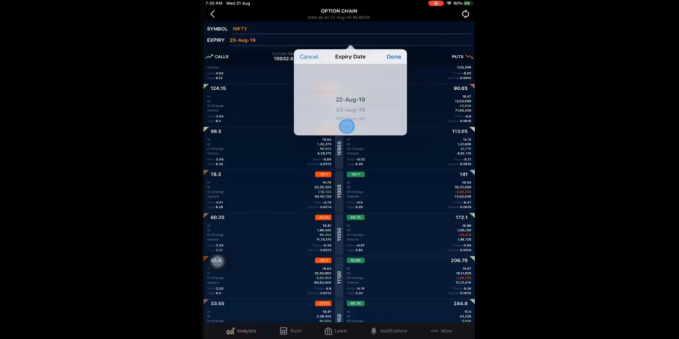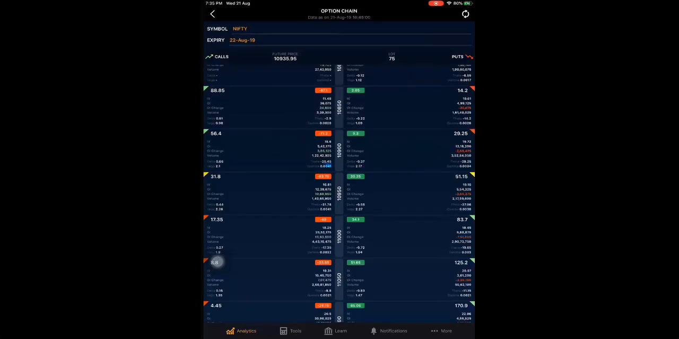So say for instance, I look at the weekly option. The same 10,950 strike, theta is 31 rupees for the call and 37 rupees for the put. So you can see how this value changes with time. You can read the Greek values for picking up the proper strike. So the option chain is the complete picture of the option at one go for each strike price.